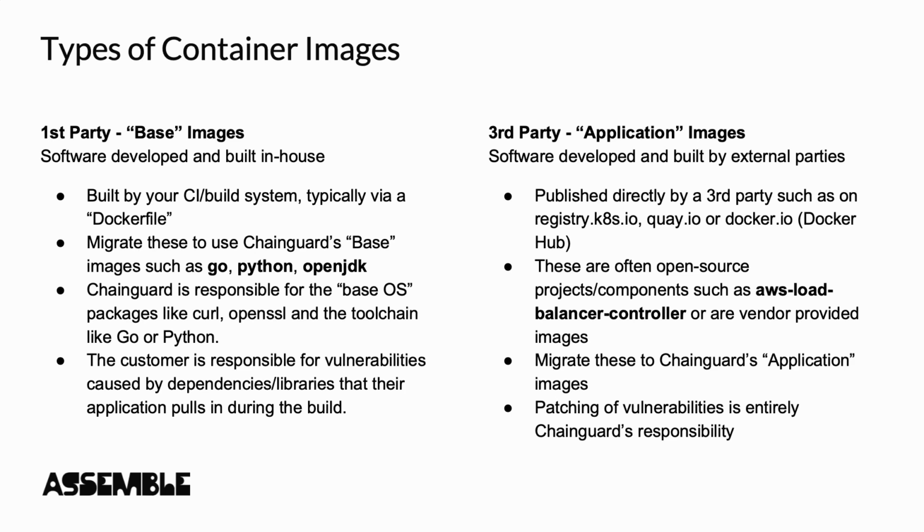Got to take one quick detour. There's a lot of text on this slide. There was a much prettier graphic in the keynote that I wish I could have stolen about this, about the two different types of images and container images that you kind of have in your environment. You have first-party images, so this is the stuff you're building in-house, your software, probably built with like a Dockerfile. You migrate these to Chainguard's base images, is what they call them.